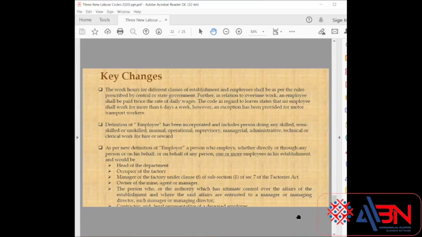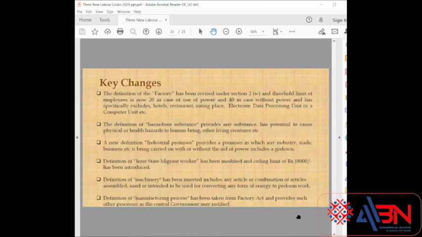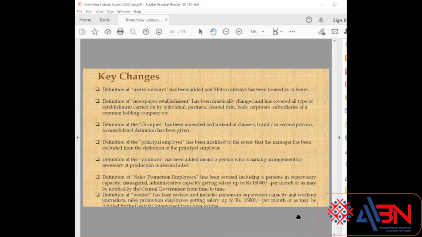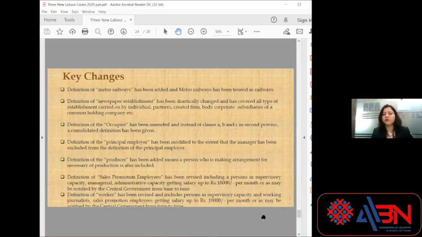The definition of employee is again elaborated, as in more people have been included into the definition of employee. Similarly, the definition of employer. The definition of factory, these are basically the definitions: hazardous substances, industrial premises. I'll skip the definitions. All right. So I'm just going to cover a few other points. I'll stop sharing the screen.